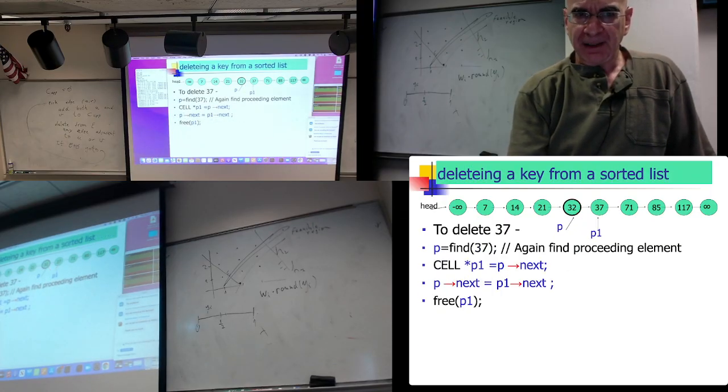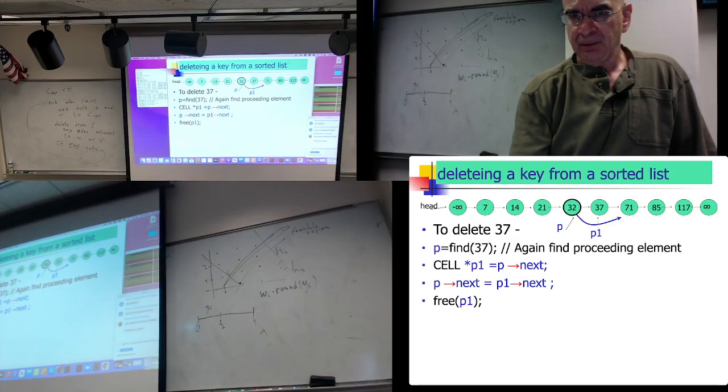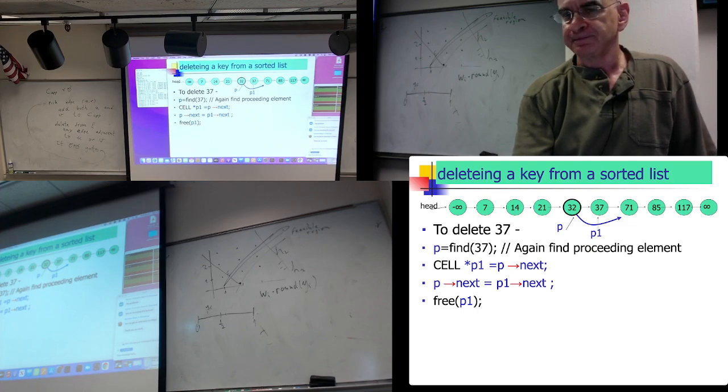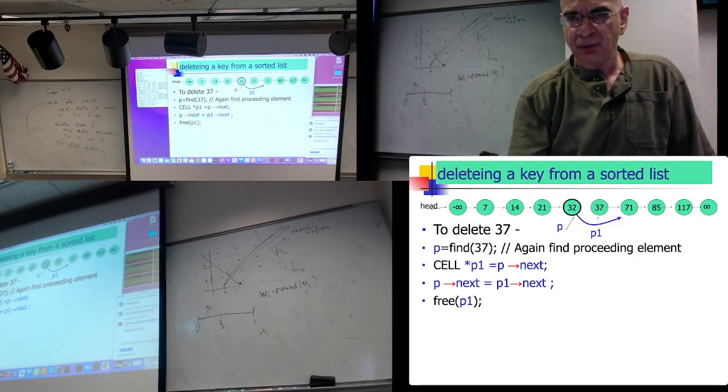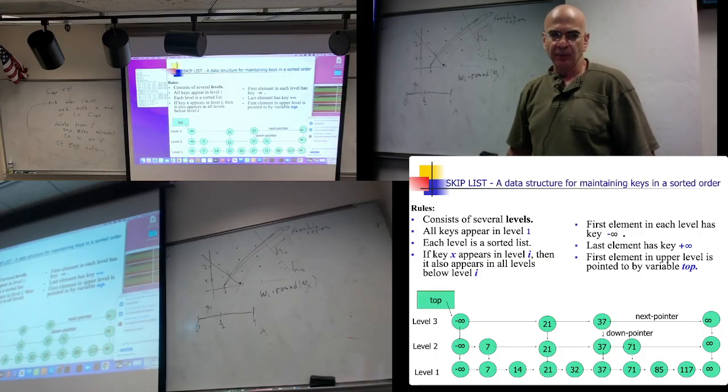Delete 35, delete an element, is even easier. Again, find the predecessor of 37. You need the predecessor, not 37 itself. The predecessor is 32, and 32 points to what comes after the deleted one. And then it doesn't exist anymore. If you are a good citizen and you're not using Java, you probably want to free this memory.